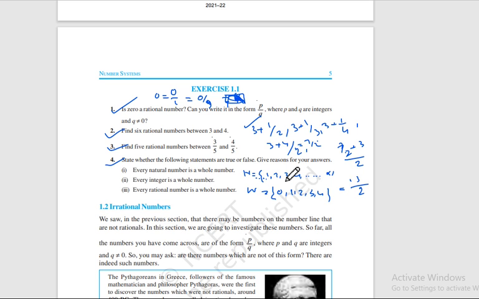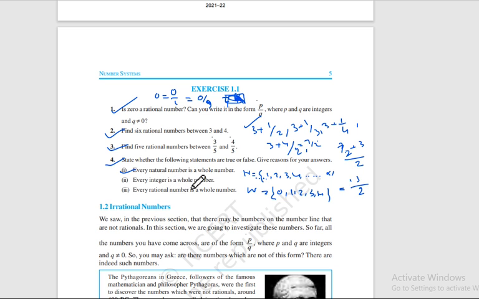So every natural number is a whole number. Yes, 1 is a whole number. Yes, 4 is a whole number. So it's true. How will you show your reason? You will write this definition in your paper, and you will say that all these numbers belong to W. So every natural number is a whole number.